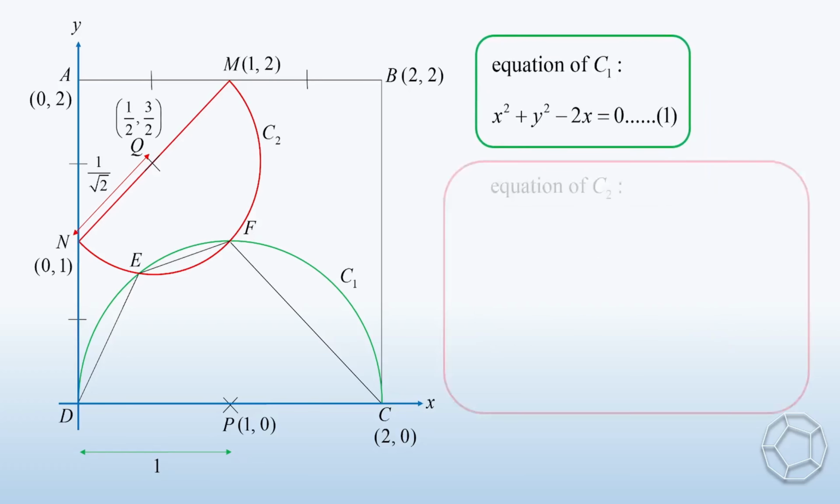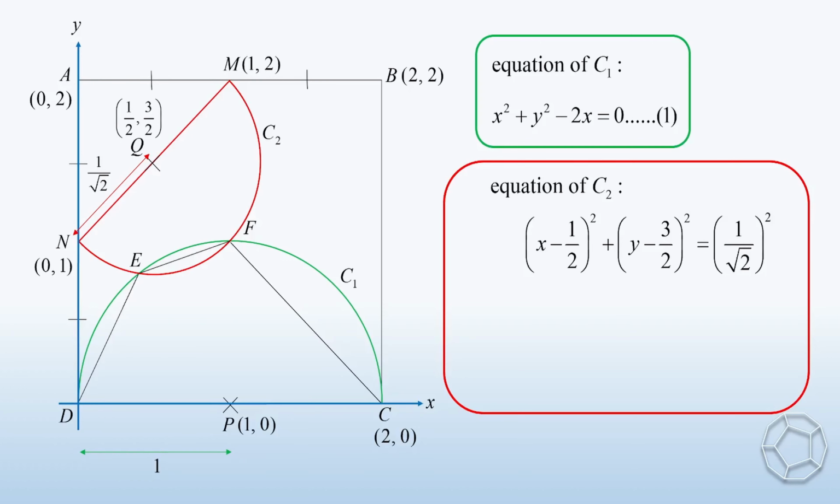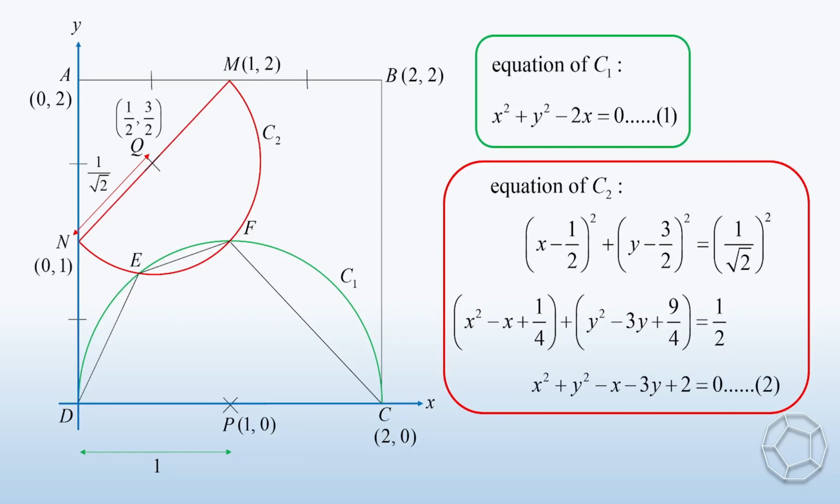When it comes to C2, the equation is (x - 1/2)² + (y - 3/2)² = (1/√2)². After some simplification, we can get rid of the fractions and surds. So it is x² + y² - x - 3y + 2 = 0. We call this equation 2.